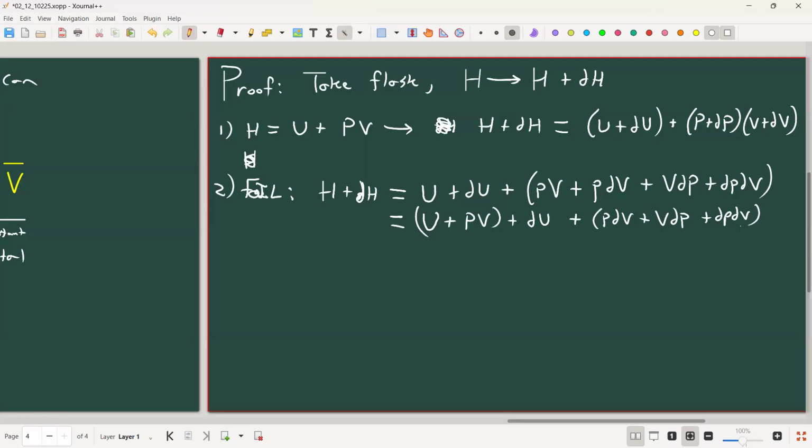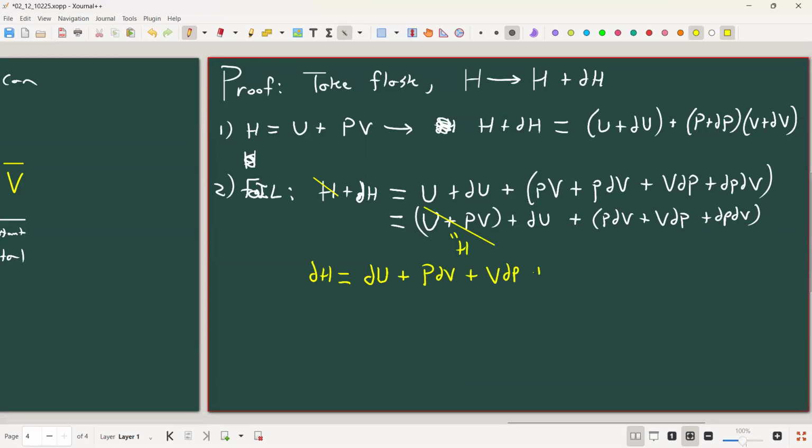And now I have on the right-hand side my enthalpy. U plus PV is the enthalpy, right? So I can bring it back in. This is equal to H, so I can cancel the H from both sides. And I'm left with dH is equal to dU plus PdV plus VdP plus dPdV, which is this weird second derivative term.